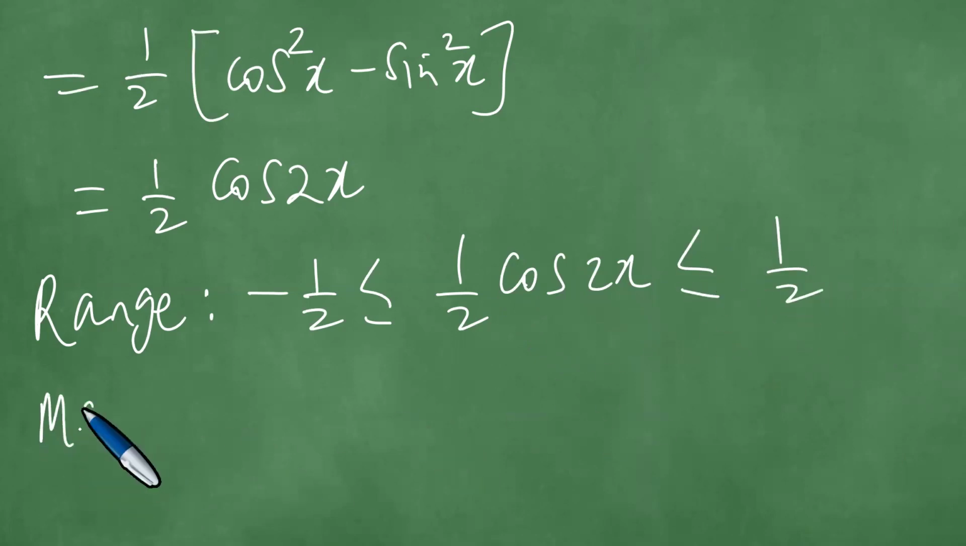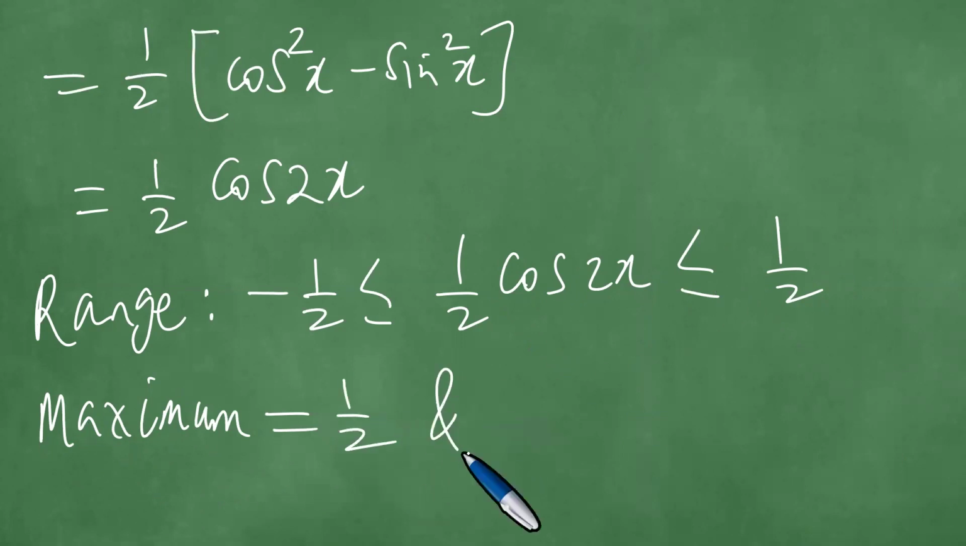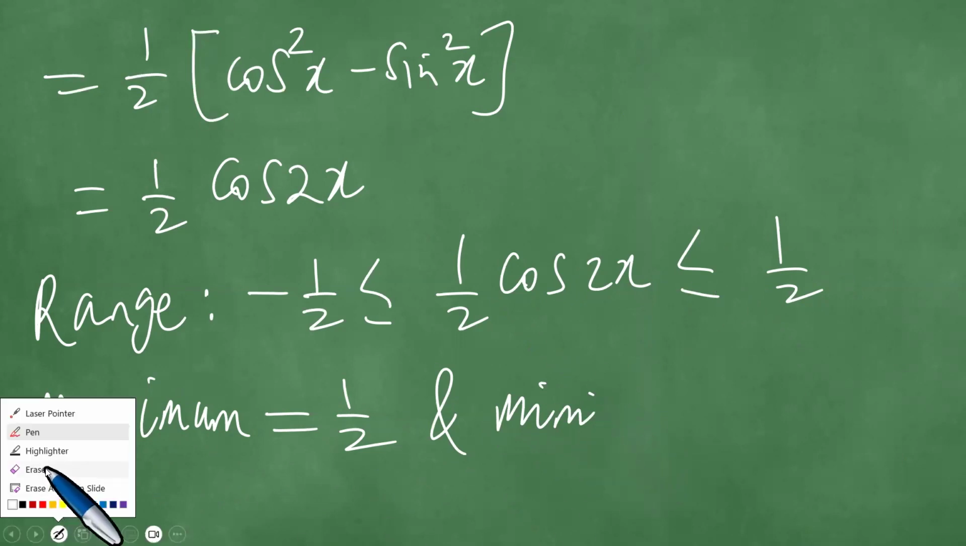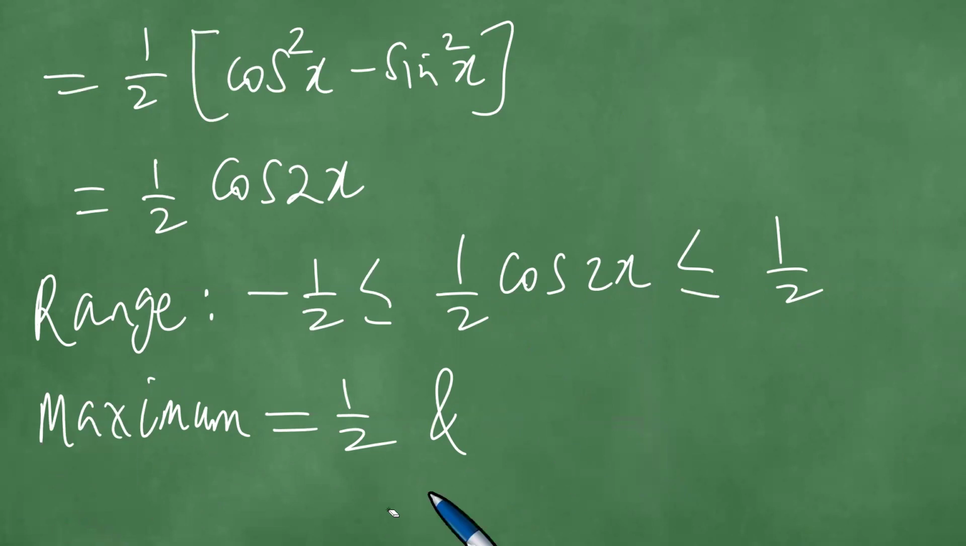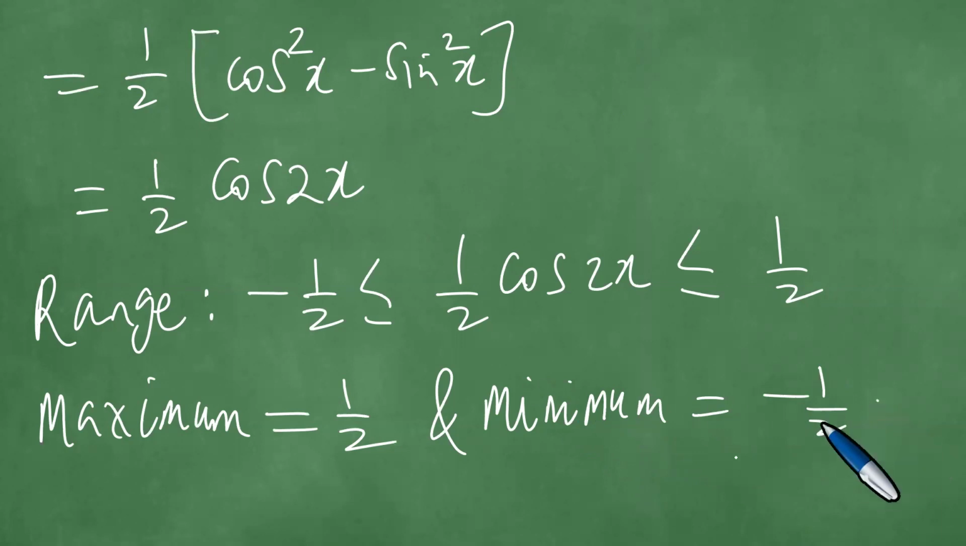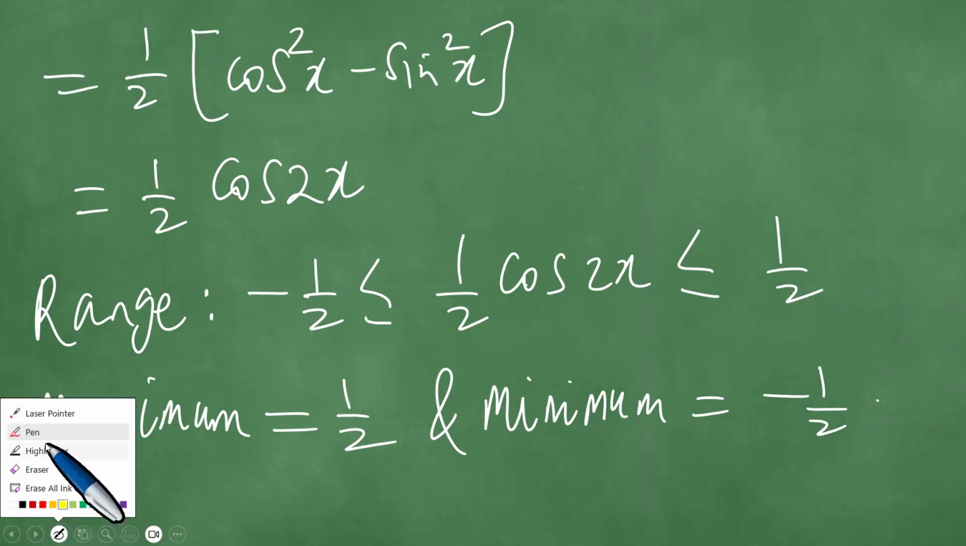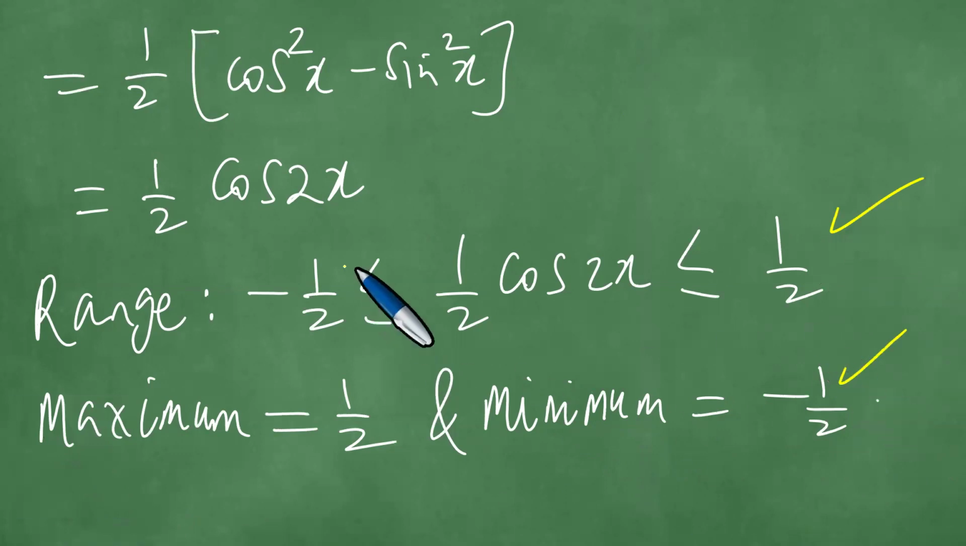Okay, in which case, therefore, the maximum is 1/2, and the minimum is minus 1/2. So the maximum is positive 1/2 from here, and the minimum is that one.